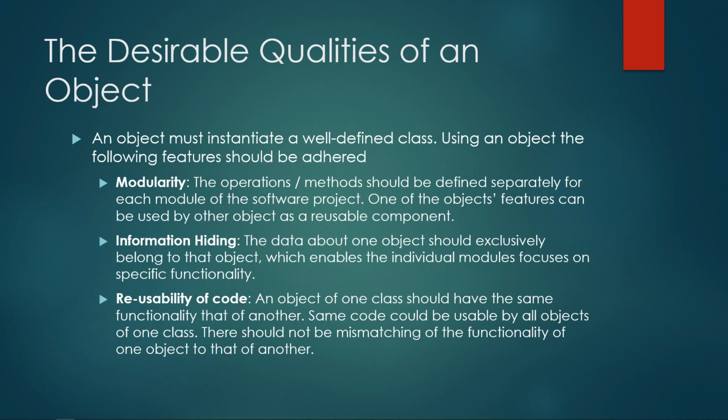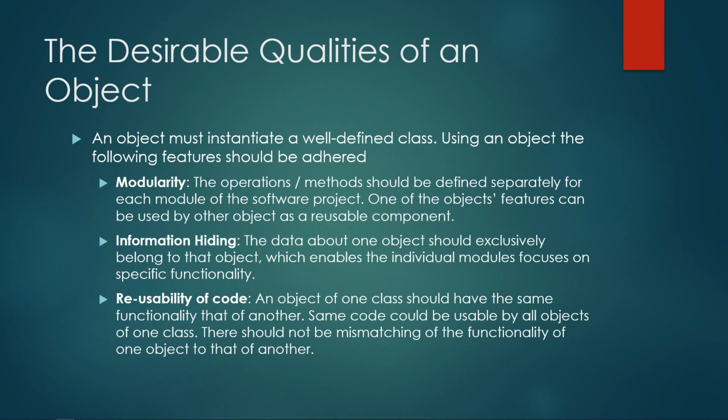Okay, so let's move on. The desirable qualities of an object. What we must know is that an object must instantiate a well-defined class. Using an object, the following features should be adhered to. There are three basic features that are expected from an object: modularity, information hiding, also known as data hiding, and the reusability of the code.